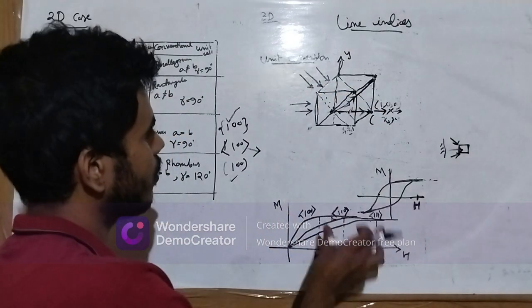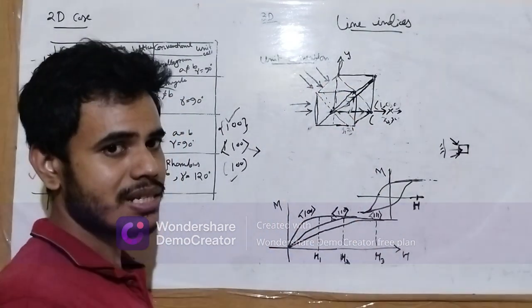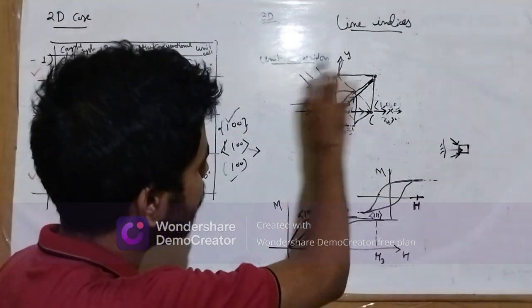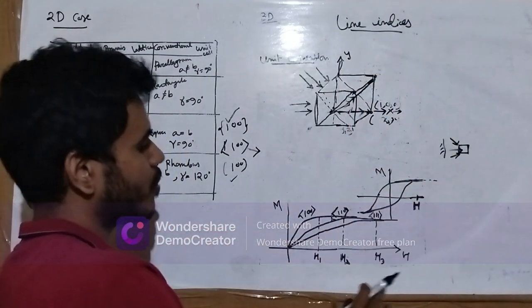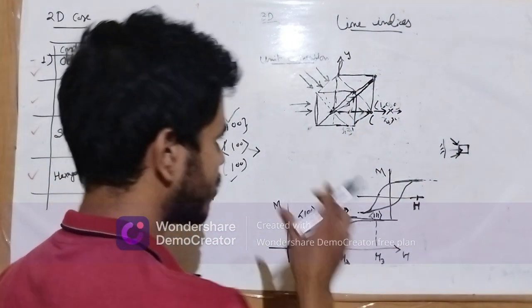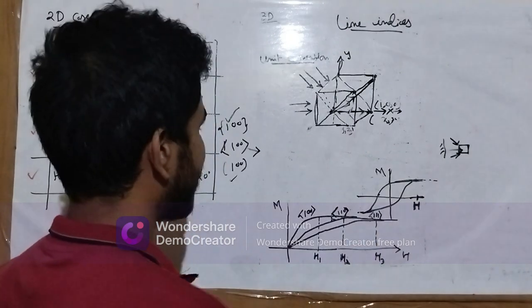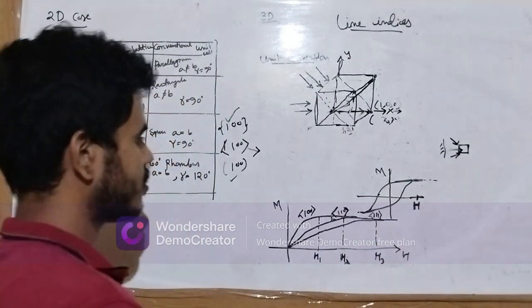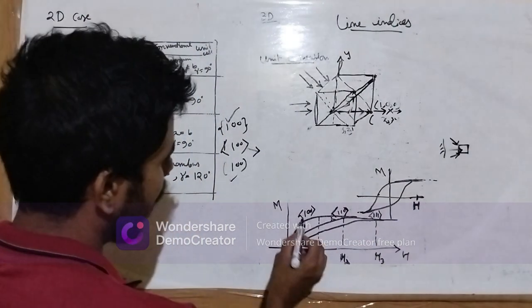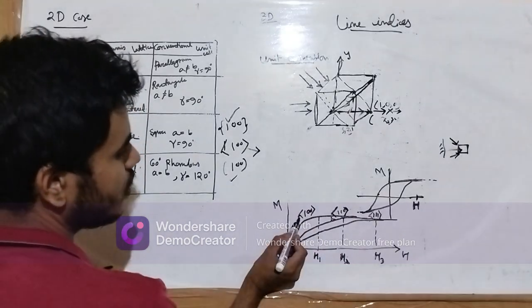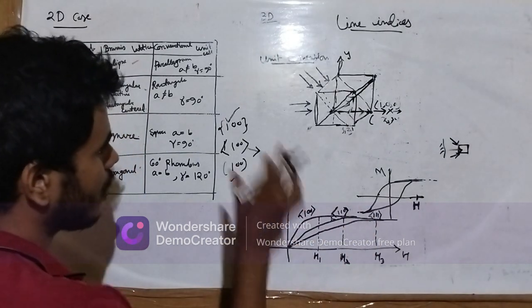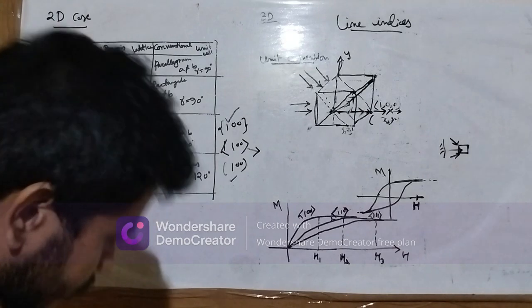From this study we found that it's important to understand the line indices, because for different lines we require different types of magnetic field to reach the saturation point. That's why line indices are important in solid state physics. Now I'm going to tell you what the meaning of this bracket is.